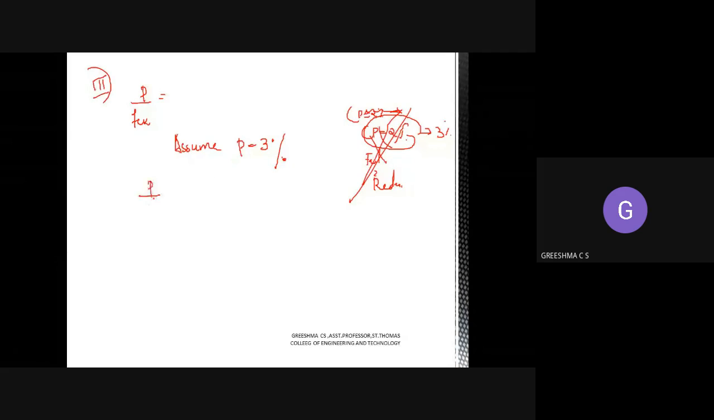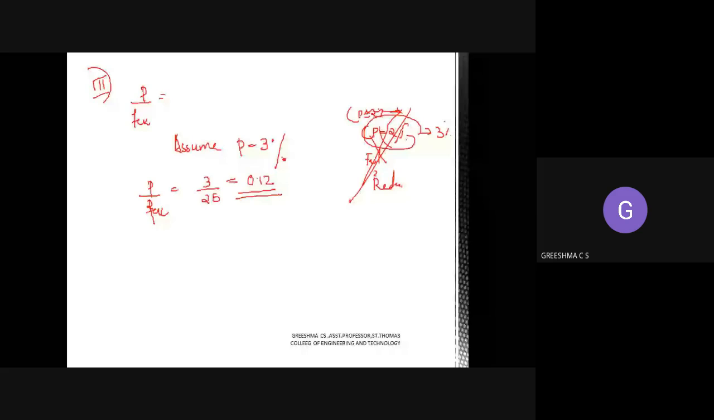So p by fck is equal to 3 by 25. How much is 3 by 25? It will be around 0.12. Are you getting this? You have assumed p as 3%, so the p by fck value is 0.12.